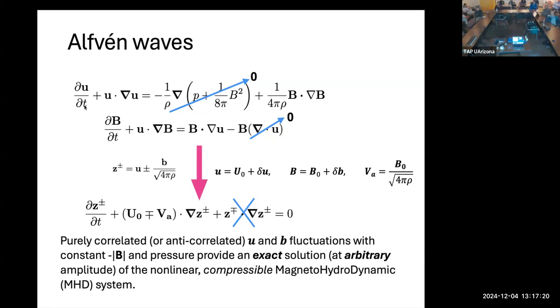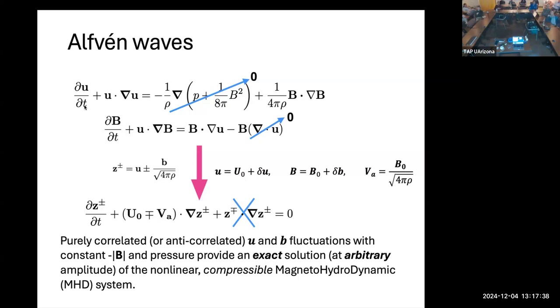Then I can combine these two equations. I can sum and subtract them. And then I can introduce these new variables. Instead of U and B, I have Z plus and Z minus. So when I do that, I end up with an evolution equation for Z plus and Z minus.